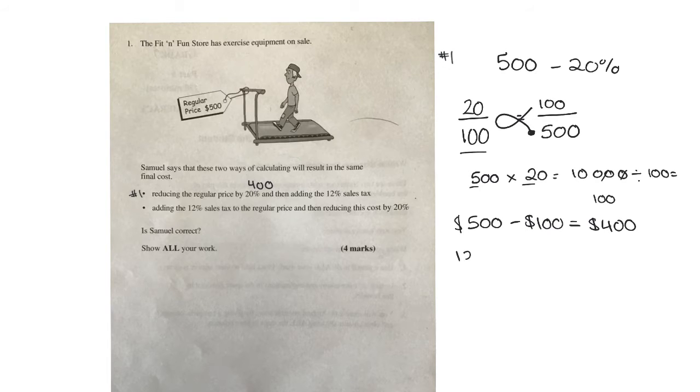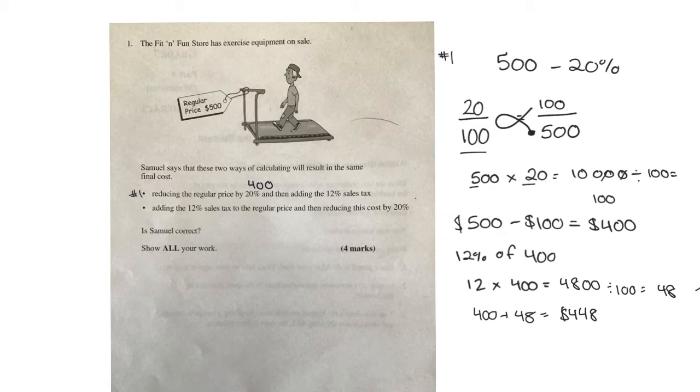So we need to figure out 12% of 400. So our first step is 12 times 400, so 12 times 4 is 48, and then we add the 2 zeros, and then my last step is to divide it by 100, so that will give us 48. So now I need to add that onto the 400. So 400 plus 48 equals 448. So that would be the cost for the first way we're asked to solve this.